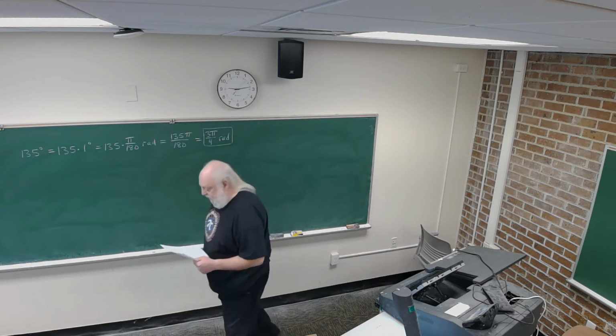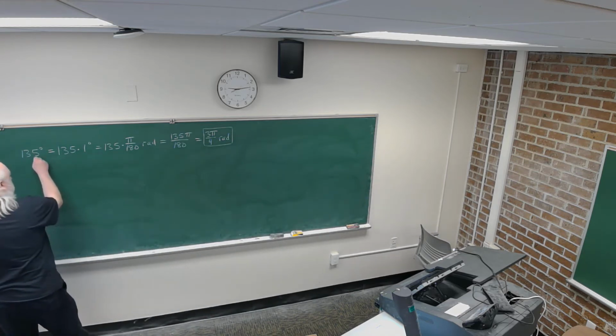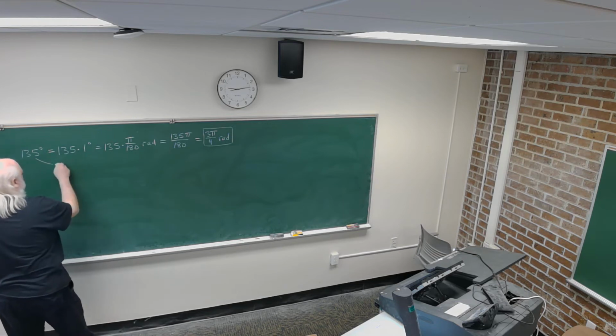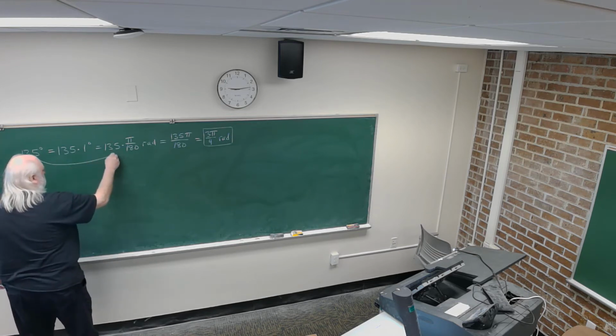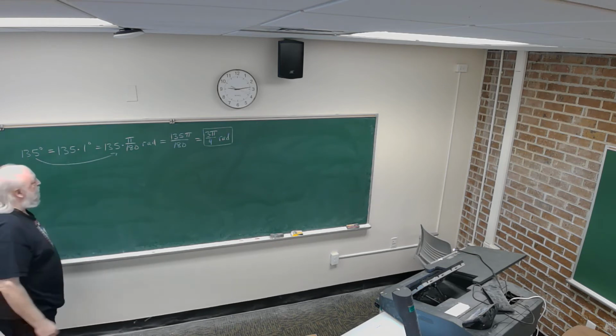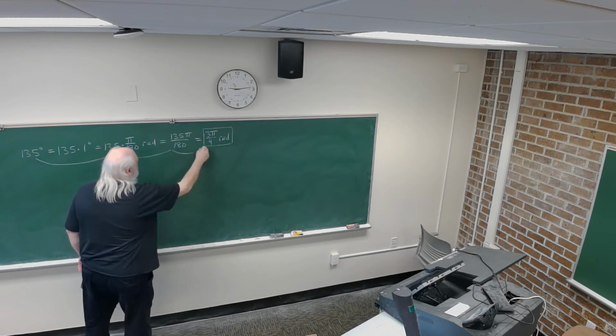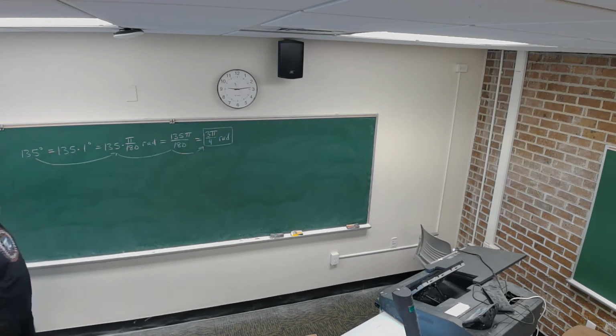Now on the exam, all you would really have to do is go from here to here, without including this step: multiply 135 by pi over 180, and then work to the final answer. I threw that second step in there just to clarify things.